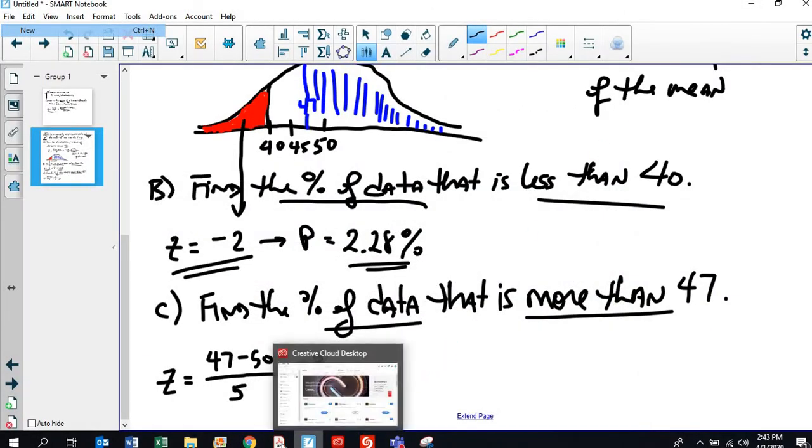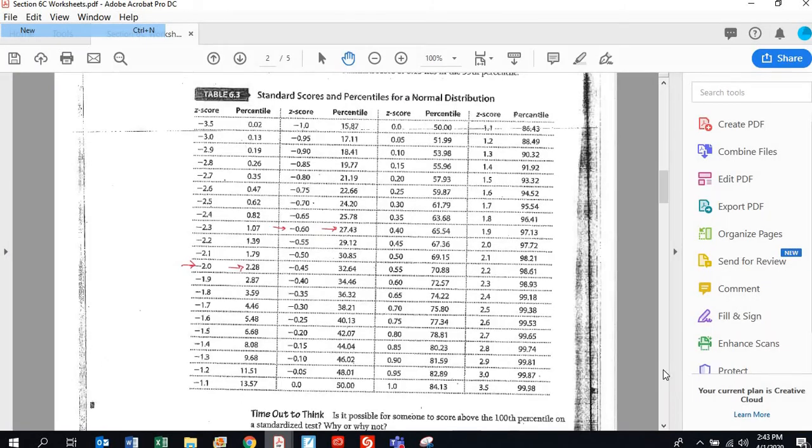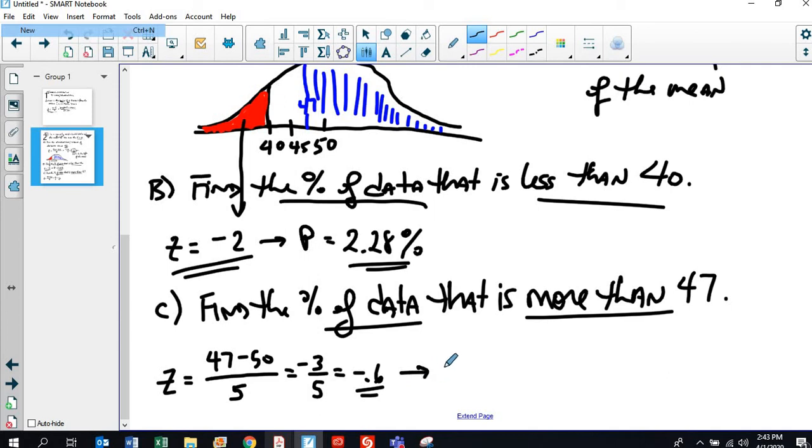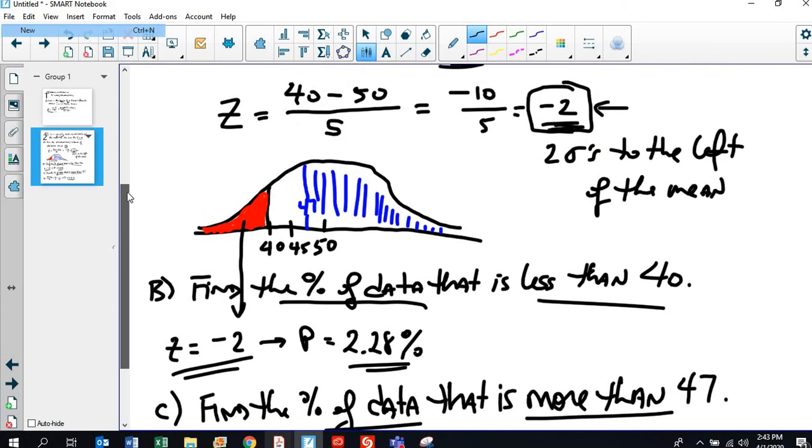So P is 27.43%. Is that my answer? No, it's not my answer. What does that represent? Your z-score table always represents the percentage of data to the left or below. So this is 27.43%, this data over here.